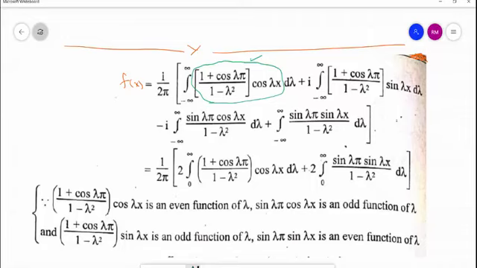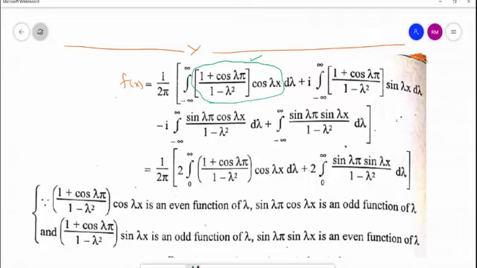In the second term, this is an even function, but sin lambda x is an odd function of lambda. If we replace, we know the property of the sin function: sin of minus theta is nothing but minus sin theta. Sin function is always an odd function. So even function into odd function, the product is always an odd function.